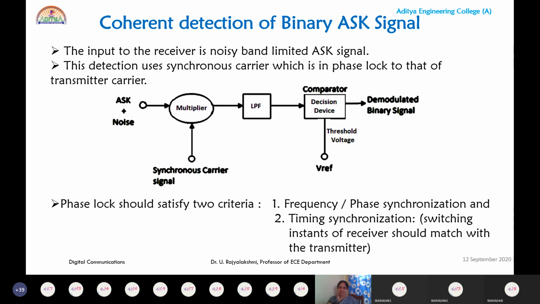If, for example, the low pass filter magnitude is less than the threshold, that is V reference, then the comparator provides a decision as 0. So based on the magnitude of the low pass filter output, it generates 1 when the output is greater than V reference, and 0 when the output is less than V reference. Okay, let us go to the next slide so that you can see the mathematical analysis.